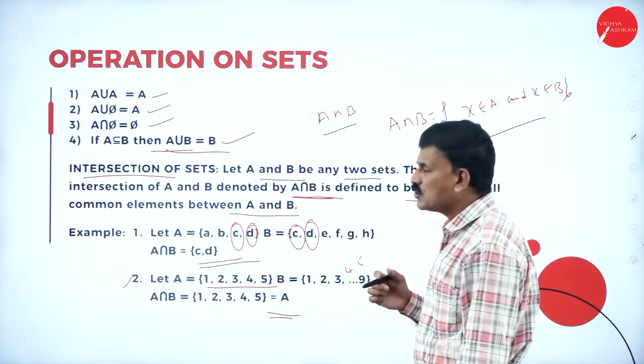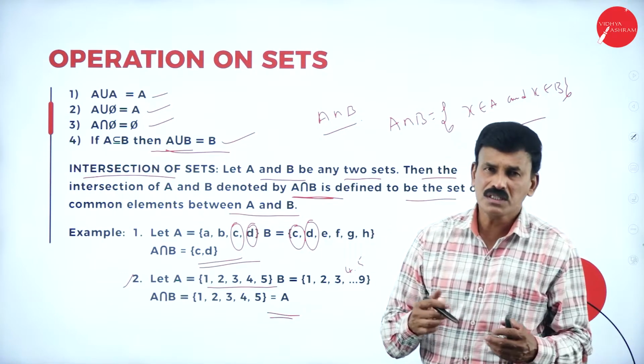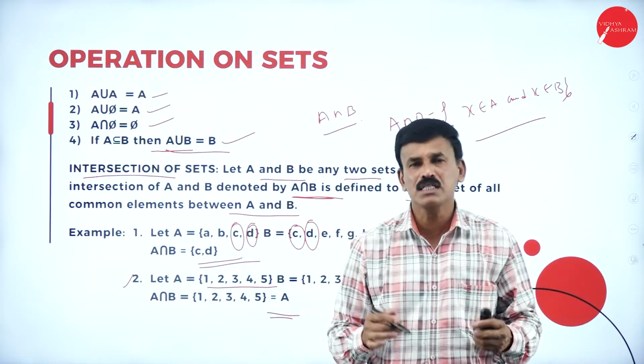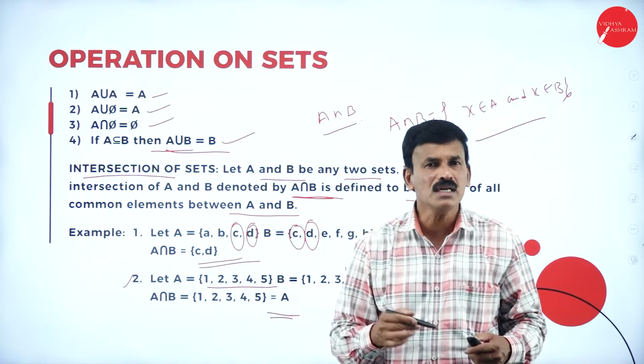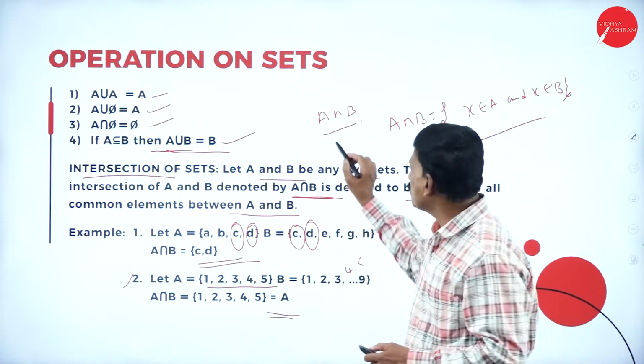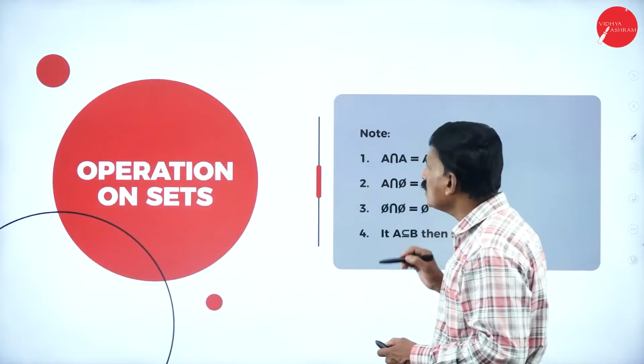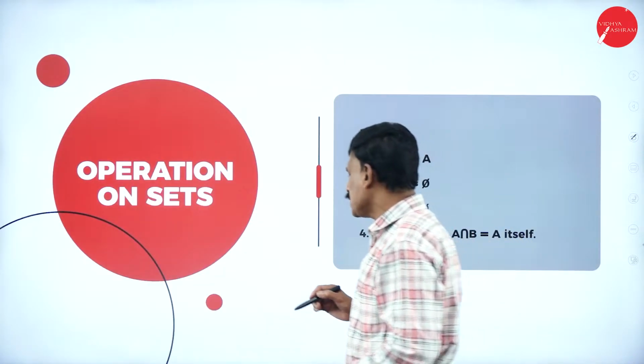So, the intersection of these sets A and B, we are going to get it as A in this case. Okay. Now, in general, the intersection of two sets is nothing but the common elements present in both the sets, and it is denoted as A intersection B, like this. Okay. Now, let us come to the properties of intersection.